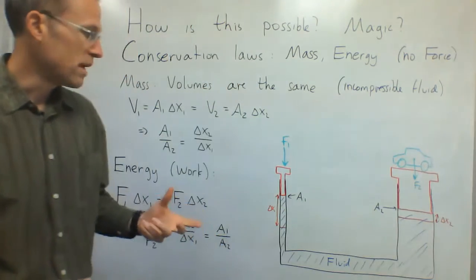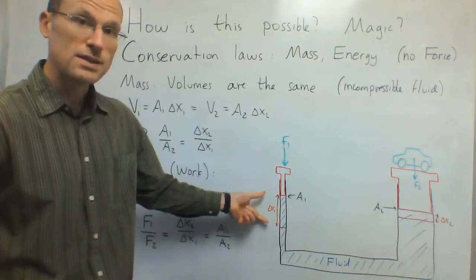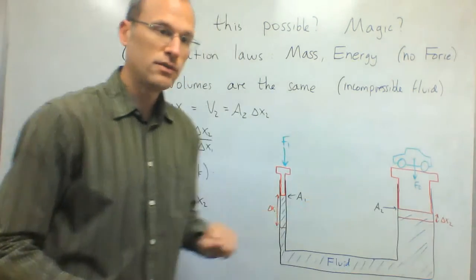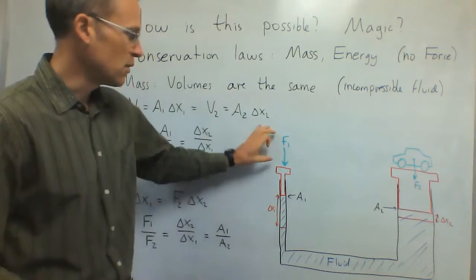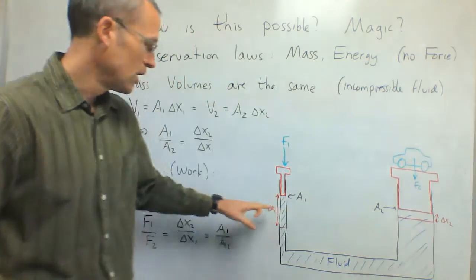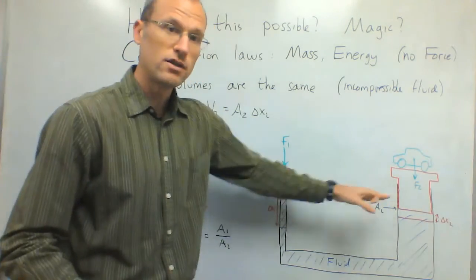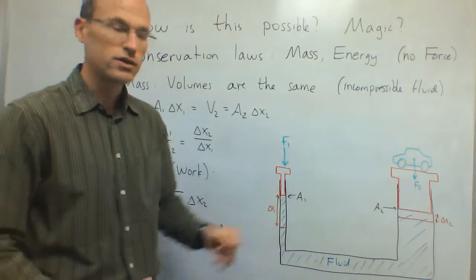What that means is that since area 1 is smaller than area 2, delta x1 has to be much bigger than delta x2. So even if you want to push down with 100 pounds on this side to lift your 2,000 pound car, you have to push down a much larger distance. This might only go up 1 inch. You have to push down a foot to make it go up 1 inch.